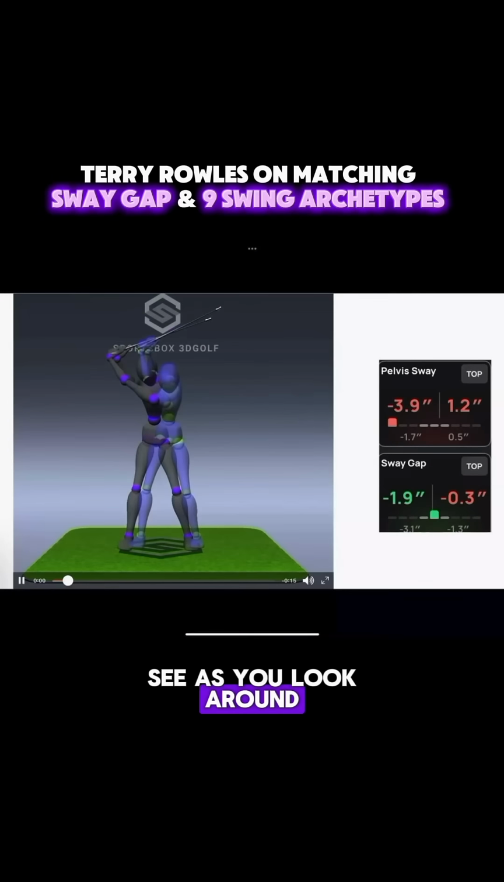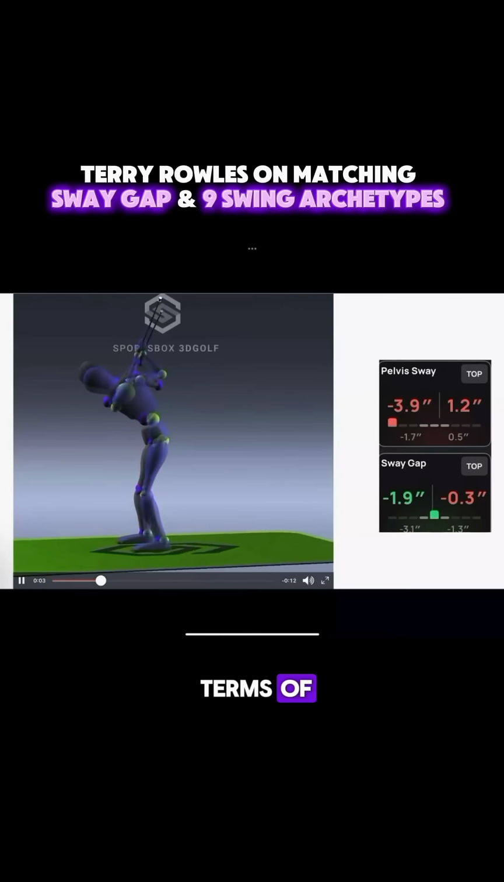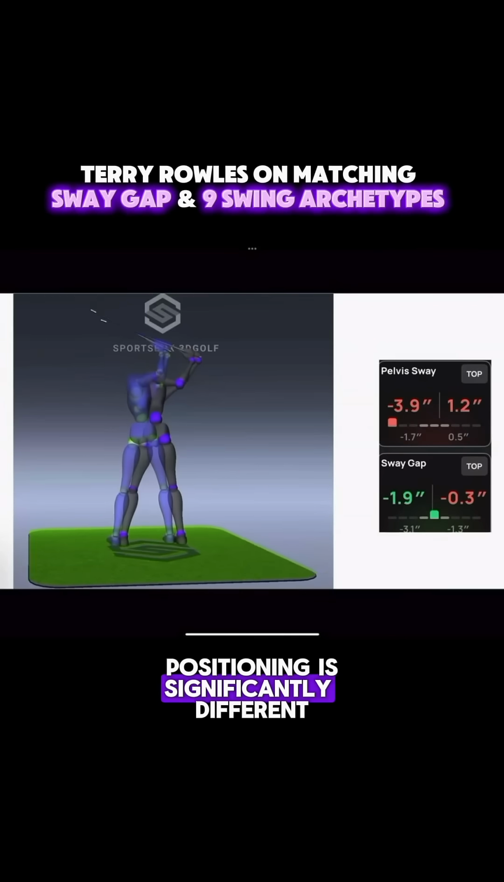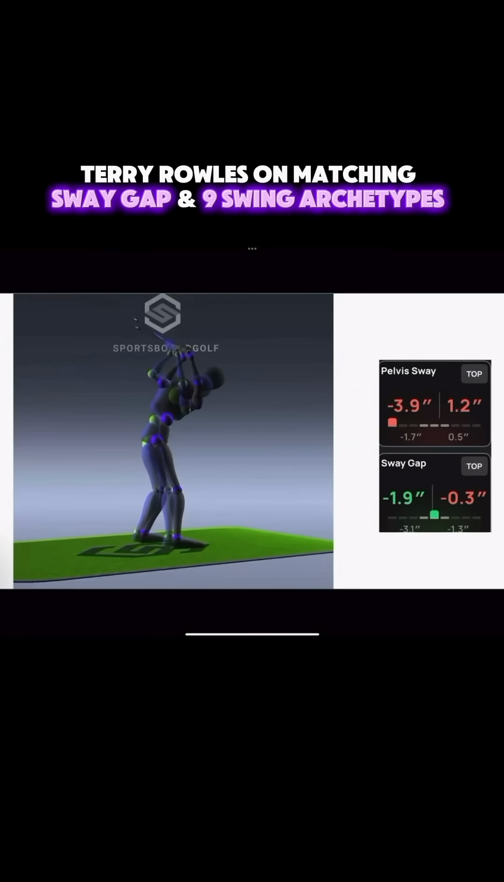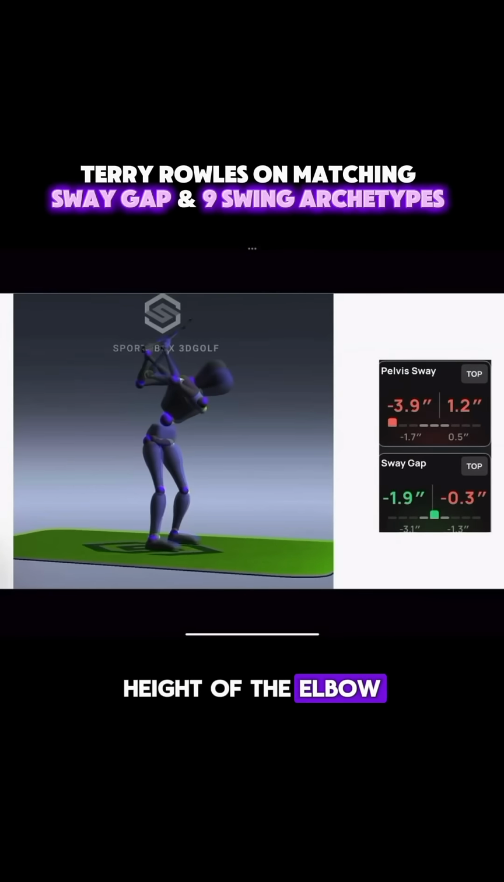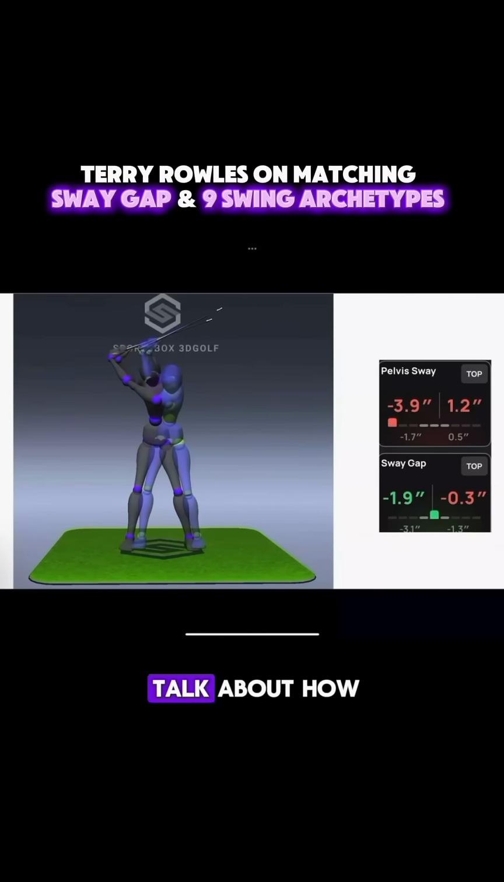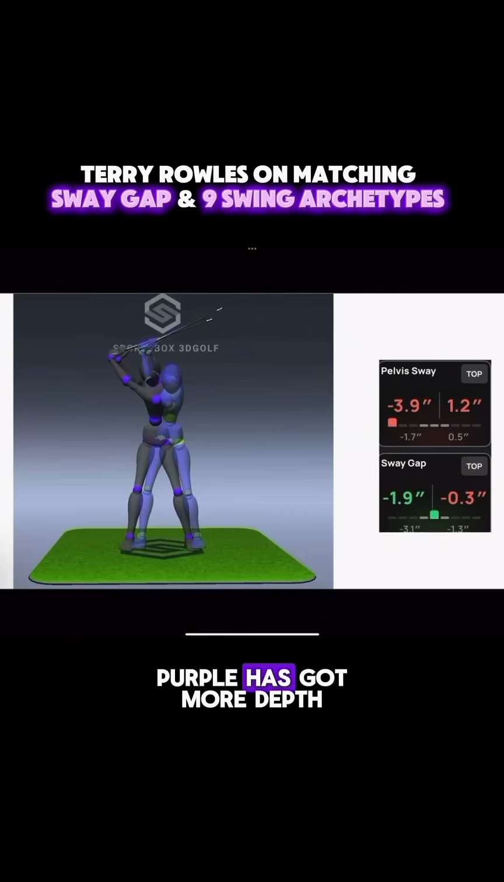As you look around, there are differences in the elbow positioning, which is significantly different. Like I said, the pelvis, body, height of the elbow, depth of the elbow. We talk about how a backswing can have width, height, and depth, and we can clearly see the person in gray has more width, and the person in purple has more depth.